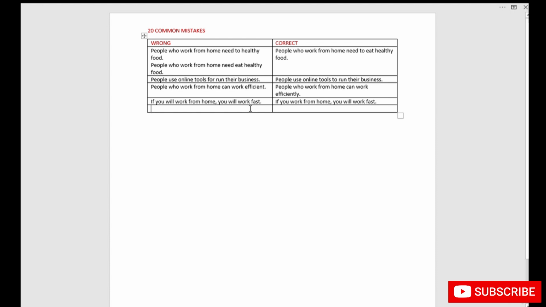And the last example is related to where we use such words like usually, generally, often. It's about their position. Let's look at this example. People who work from home work usually fast. Now the correct version is people who work from home usually work fast. Now, as you may have realized, usually, generally, often, these things should come before the verb, not after the verb, as you can see in here.